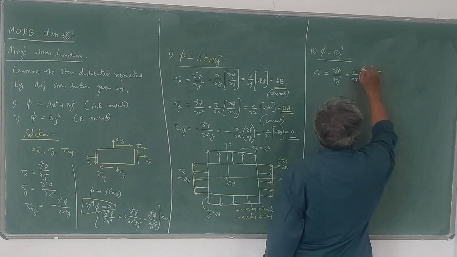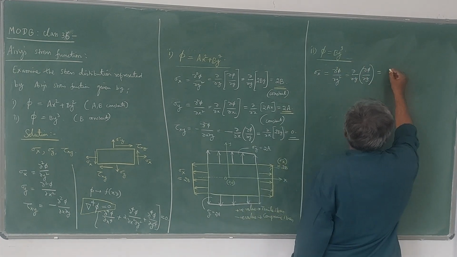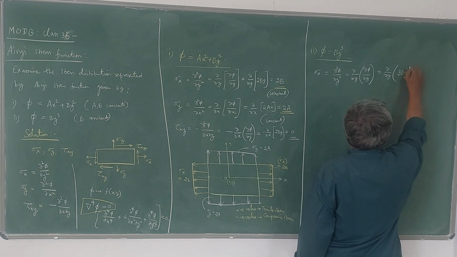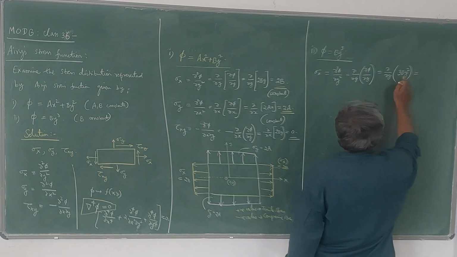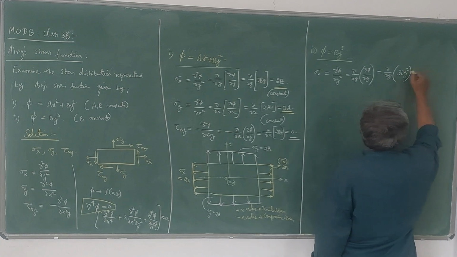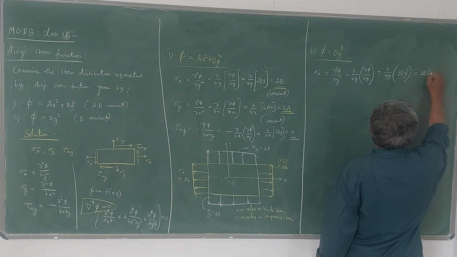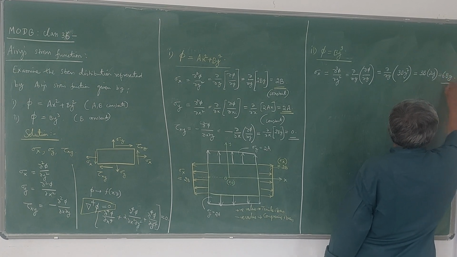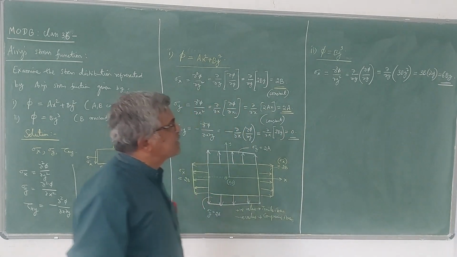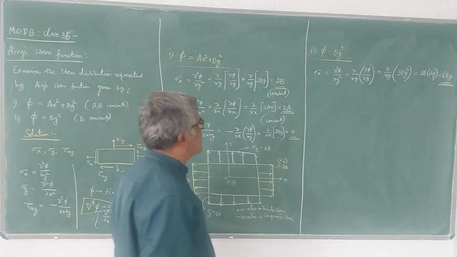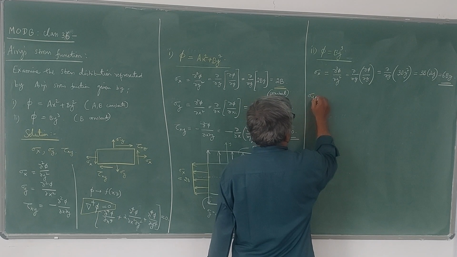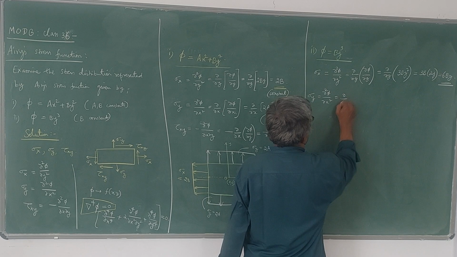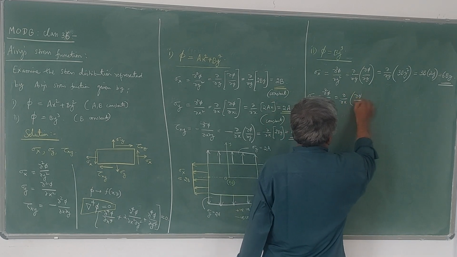So del phi by del y here is 3b y square. So del by del y of 3b y square, and if you differentiate this with respect to y partially, 3b into 2y, the derivative of y square being 2y, that is 6by. So you can see that the value of sigma x is 6by, which is positive, that means you can take it as tension. Sigma y will be del square phi by del x square, that is del by del x of del phi by del x.